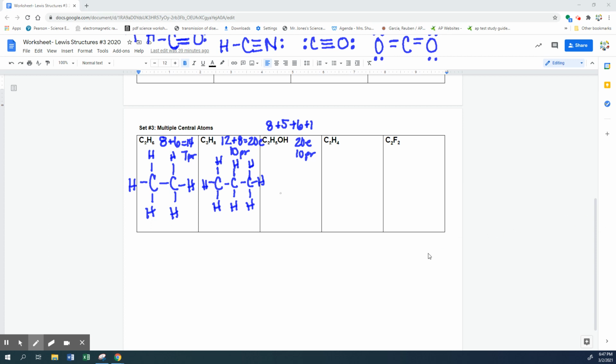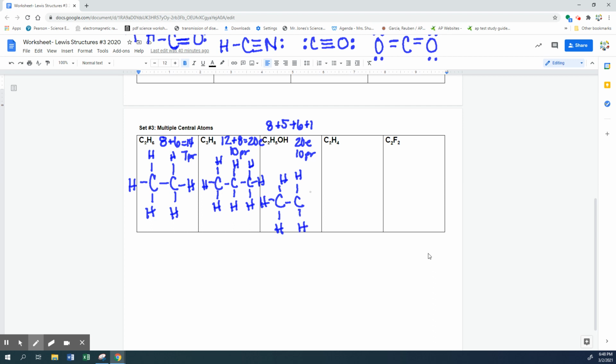Start with our 2 C's in the middle, carbon with carbon. Then I have 5 H's. So this carbon needs 3. So that carbon is happy. I have 1, 2, 3 hydrogens, so I need 2 more. This carbon will take those.